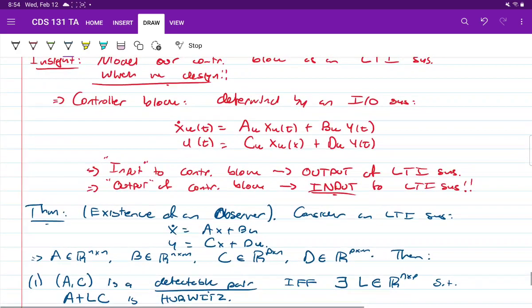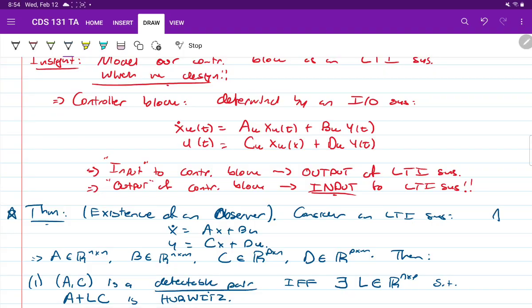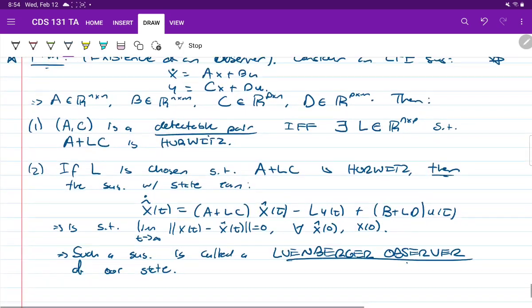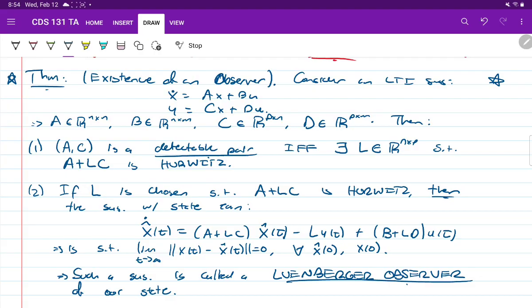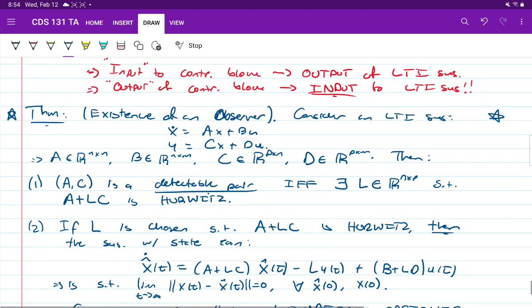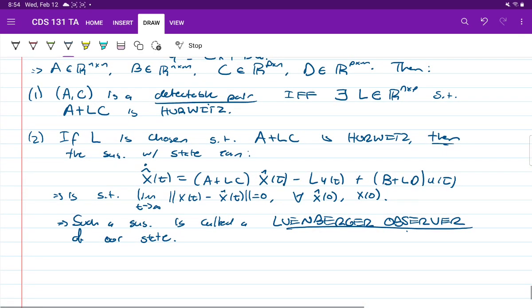So this theorem says that we can do the first piece. Using the information of the input to the system and the output of the system, we can figure out a nice way of estimating our state asymptotically. So we're guaranteed asymptotic convergence of our estimation error to the origin. And the first part of this result says that we can do this asymptotic detection whenever (A, C) is a detectable pair.